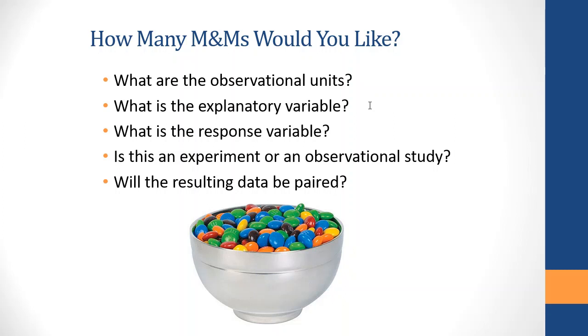And then the resulting data is paired because it was the same 17 people who took M&Ms with a small bowl and the big bowl. So we've got this natural pairing with the 17 participants.